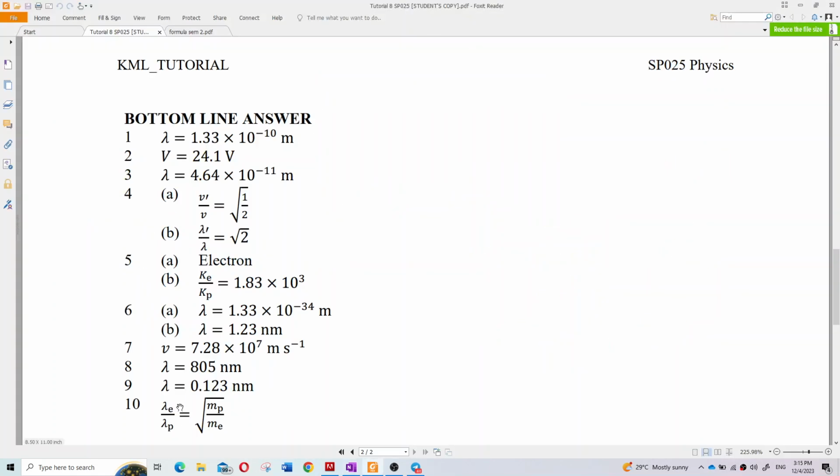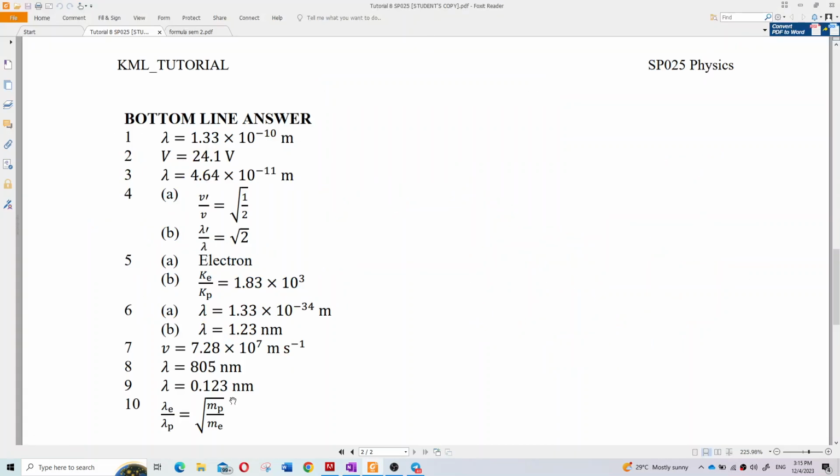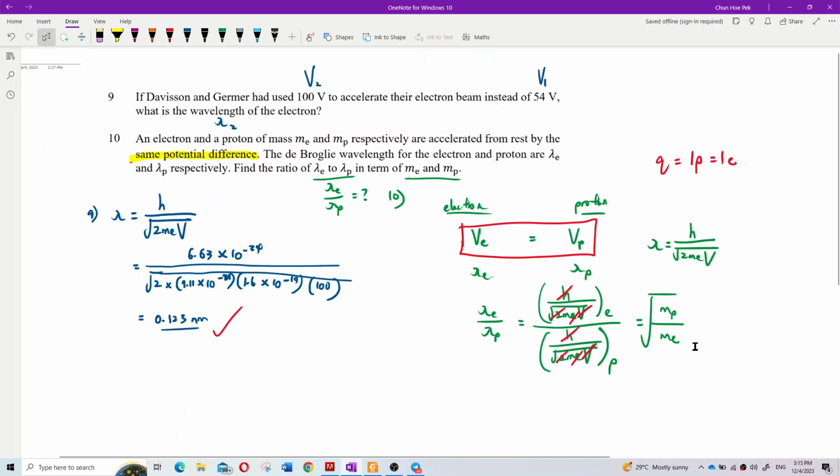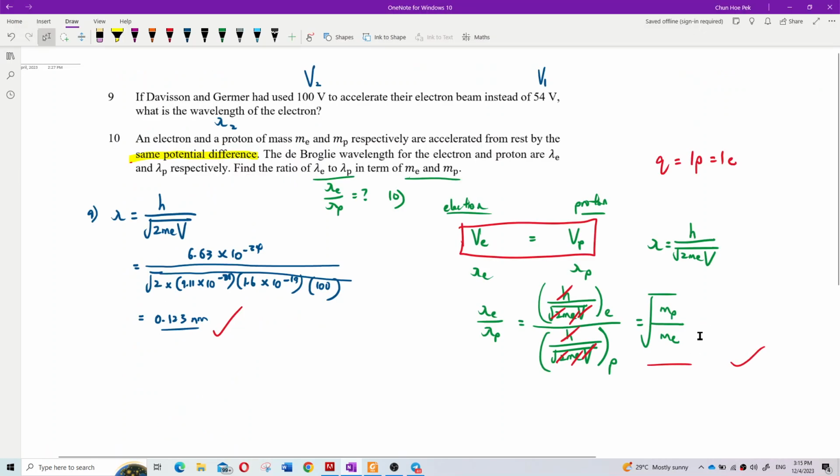Now how about lambda E over lambda P? So I got root of mass of proton over mass of electron. That's correct. Proton over electron. Okay, that's all for these questions.